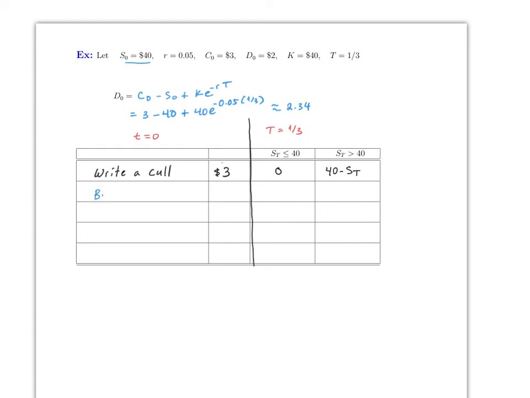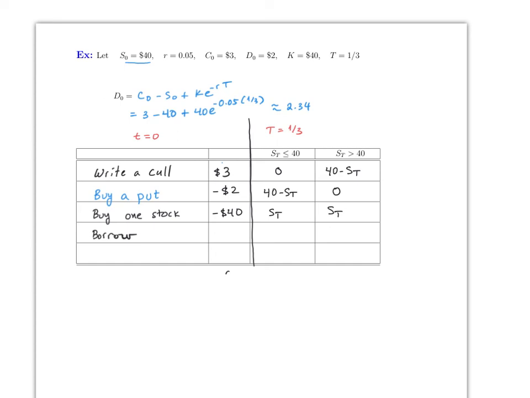Then the next thing you can do is, well, just buy a put. Since you're the one buying, so now you're the holder of this one, you will lose $2. And what happens if the value of the stock is less than $40? Well, this will be what you get. In this case, you will get 0. Then you can also buy one stock. So right now it will be minus $40 because you have to pay 40 for the stock. If it is less than this, then you will get ST. You will get whatever is the price for the stock at that point, right? And then you can borrow money.